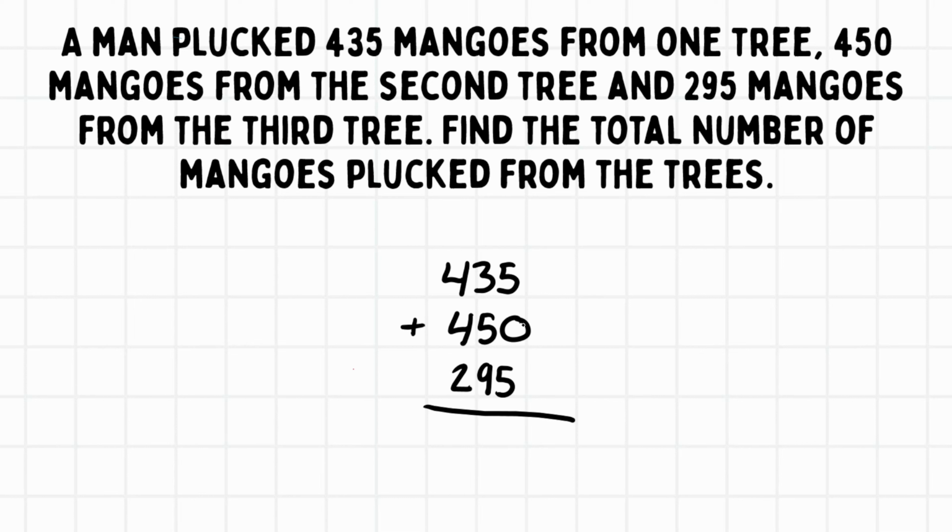So let's start. 5 plus 0 is 5, plus 5 is 10. Let's regroup. 1 plus 3 is 4, plus 5 is 9, plus 9 is 18. Let's regroup again. 1 plus 4 is 5, plus 5 is 10, plus 2 is 11. So the total number of mangoes plucked is 1,180 mangoes.